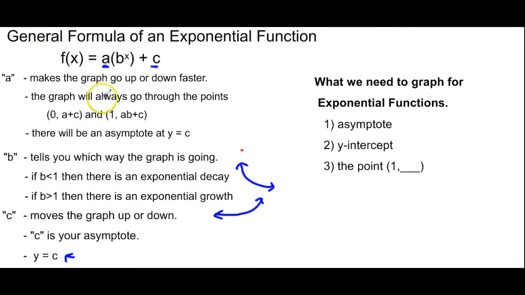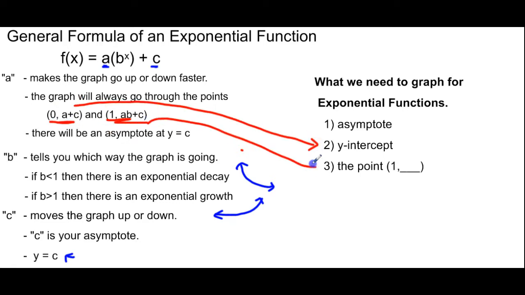And all that is, this is going to be your y-intercept, this is going to be your 1 comma something, and then this is going to be your asymptote.